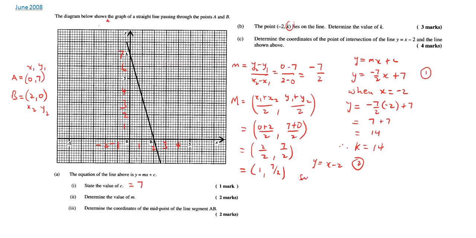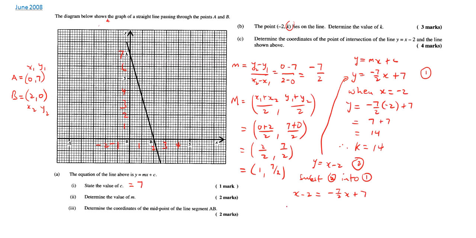In order to solve for the point of intersection, we need to substitute one into the other. So you can substitute equation 2 into 1, and let's see. So this will be x minus 2 is equal to minus 7 over 2 x plus 7. Right, so I've substituted y equals x minus 2 into, just to show you what I'm doing, this equation here, which is our original equation.